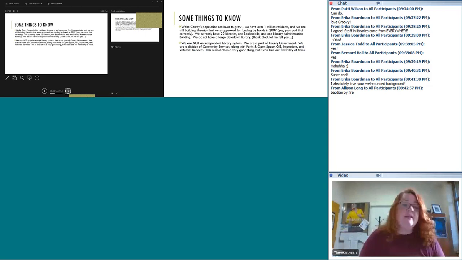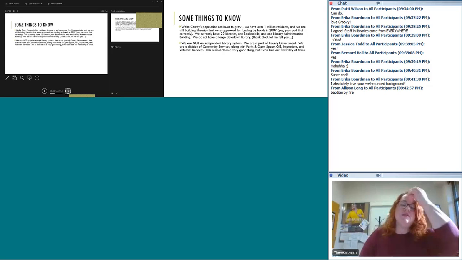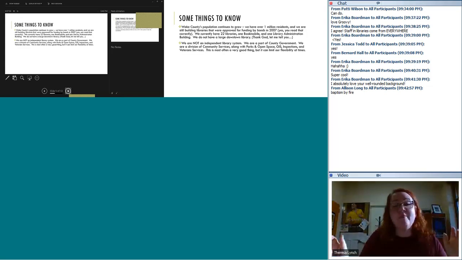We are not independent. We are not outside of the county. We are a part of county government, and even further, we are not even our own department in Wake County. We are within what's called Community Services. That's the department, and the libraries are within Community Services, along with Parks and Open Space, GIS, Inspections and Veteran Services. It's a bit of a grab bag.